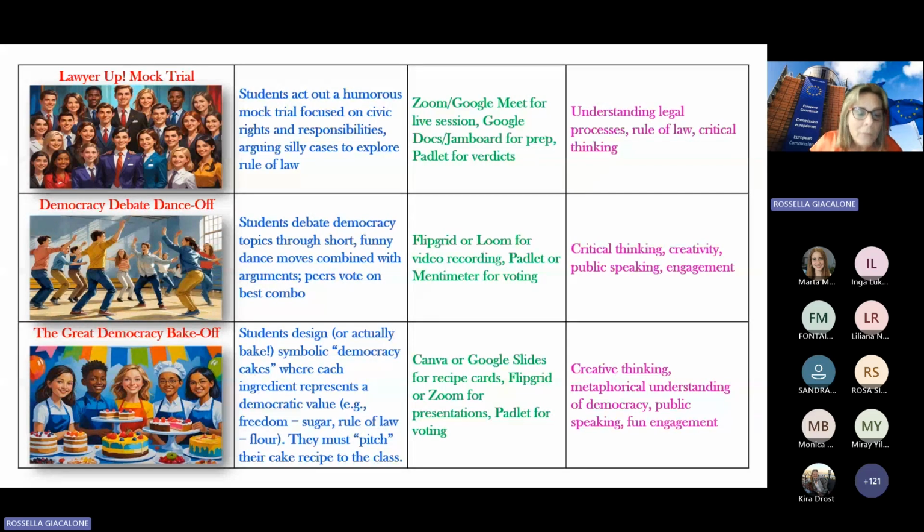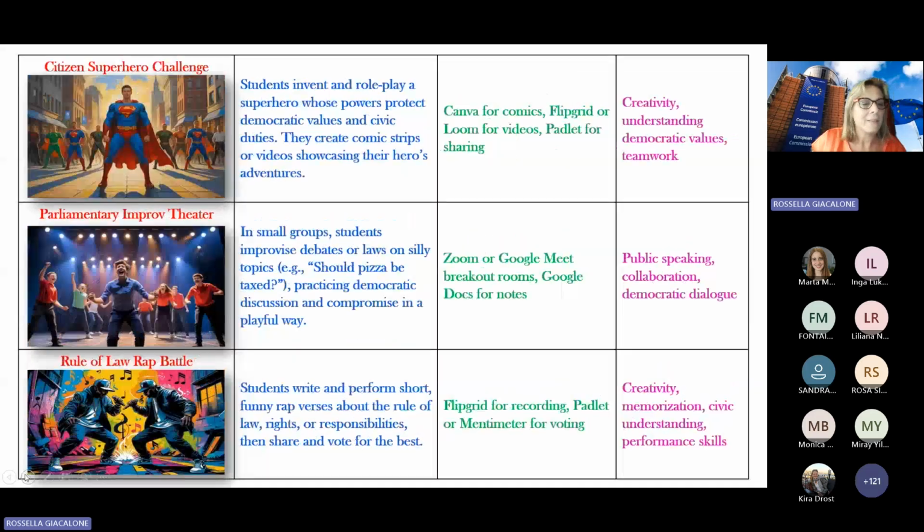Or the Great Democracy Bake Off, for example, in which students can design or actually bake a symbolic democracy cake, in which we can consider, for example, that each ingredient can represent a democratic value. And in this case, they can use Canva, they can use Google Slides, they can use Flipgrid, they can work on the Zoom platform. And critical thinking and creative thinking are the soft skills that they can reach, of course. There are many other activities that we can realize according to this topic.